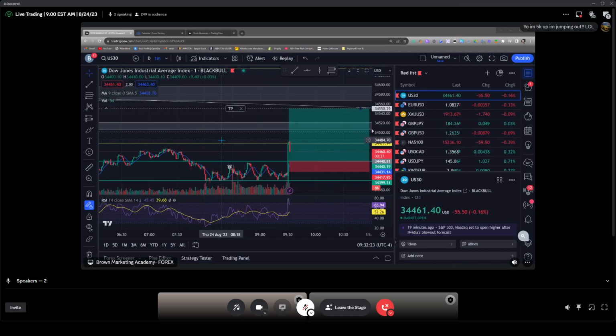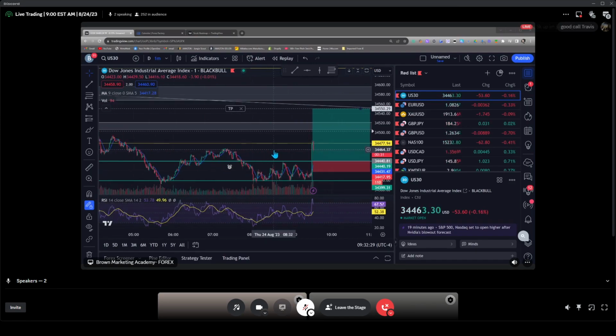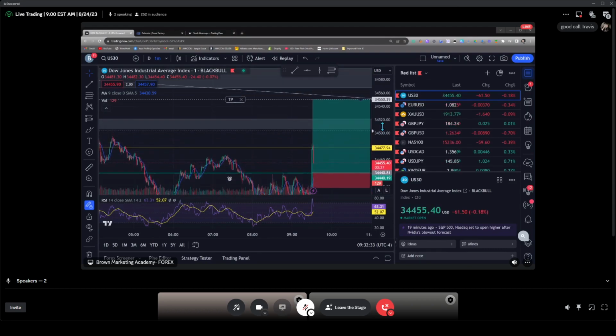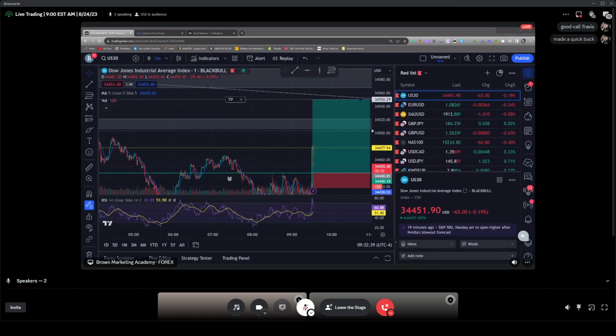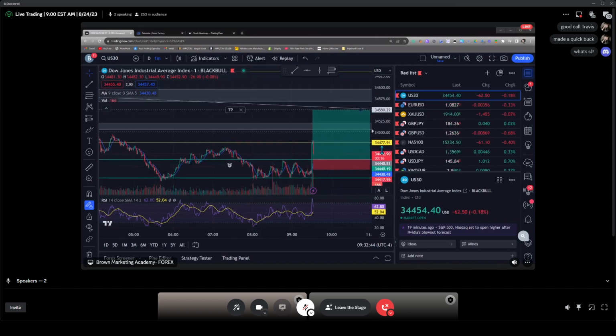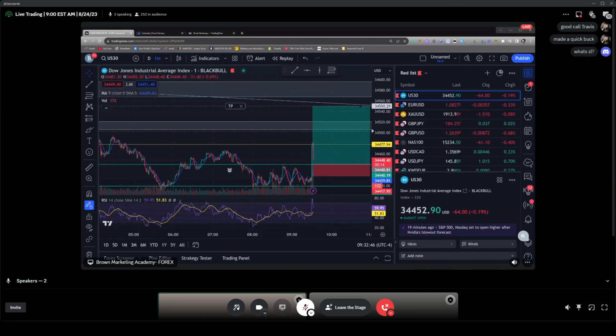That's pretty good. We're having some heavy rejection here. I do not like this red candle that's forming. It's heavy rejection, but it should get wicked out. Let's see.